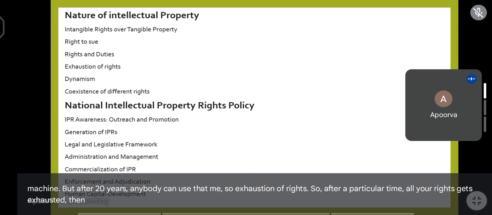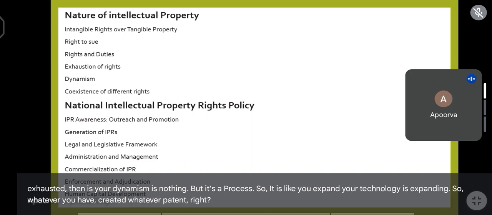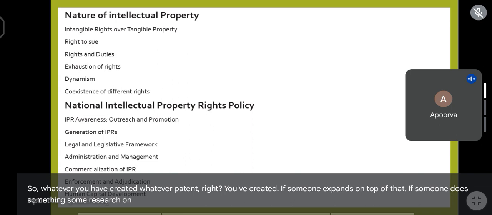Then there is dynamism. Dynamism is nothing but a continued process. Your technology is expanding. So whatever you have created, whatever patent right you've created, if someone expands on top of that, or does some research on whatever you've done, that is also allowed in intellectual property rights.